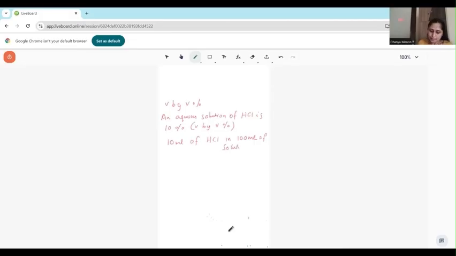So V by V percentage, as I showed you in the PowerPoint, is the volume of the solute by volume of the solution. In all these, the denominator is solution. They are talking about solution, so it's easy to remember. Until now, okay? So this is how you do it.